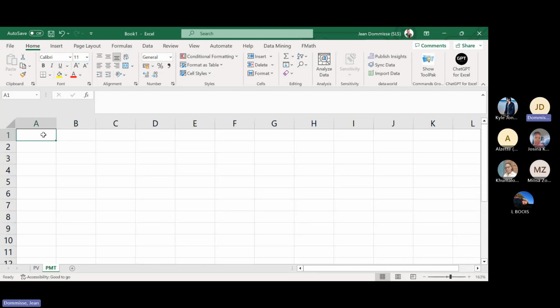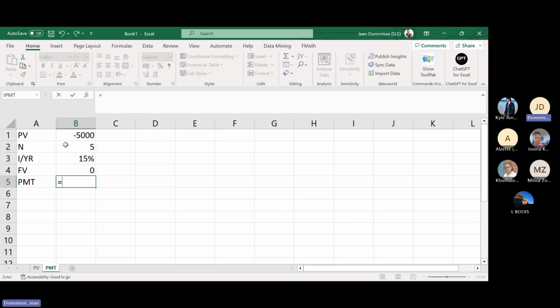Cool. Okay, so they told us there's a present value of 5,000. Then they told us N is 5 years. It is yearly, so we can work with that. The interest rate is 15%. And let's just make future value 0. And I'm going to work out a PMT.